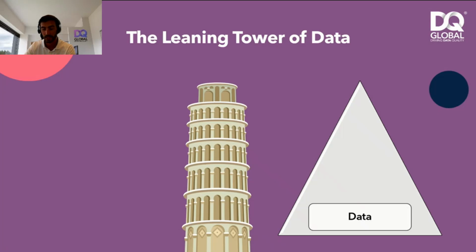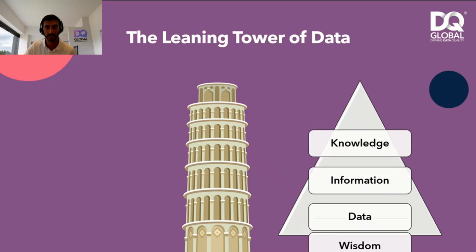We came up with this concept called the Leaning Tower of Data. And this is to break down the AI conversation that a lot of people are having at this moment in time. So the Leaning Tower of Data, similar to the Leaning Tower of Pisa, at the bottom you have your data, your foundation, you then have information, you then have knowledge, and then you have wisdom.